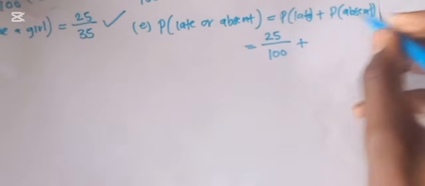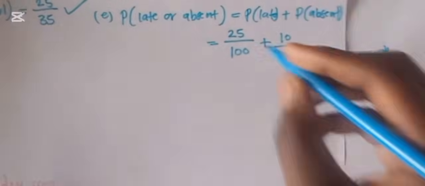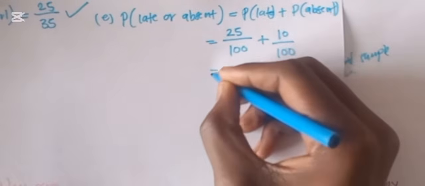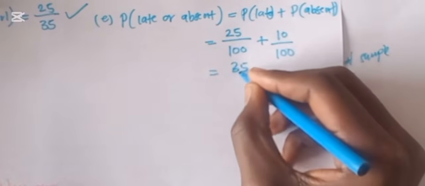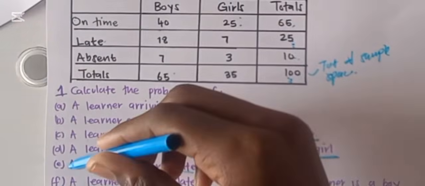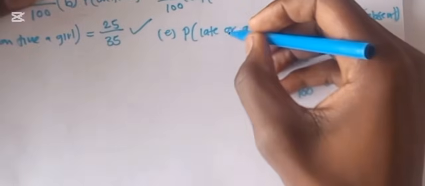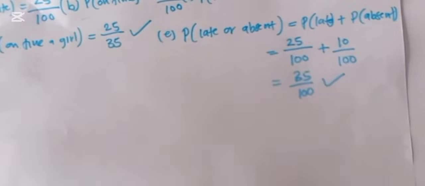Then we're going to add the people that are absent. How many are absent? Which is 10. 10 divided by what? The total sample space is 100. So this one is going to give you 35 out of 100 actually. This is the probability of a learner arriving late or being absent. So when we talk about "or", since this type of contingency table and tree diagram has independent events, we add. I want you to note that.